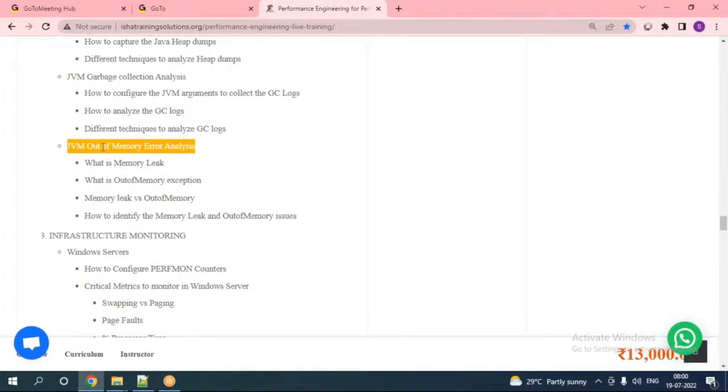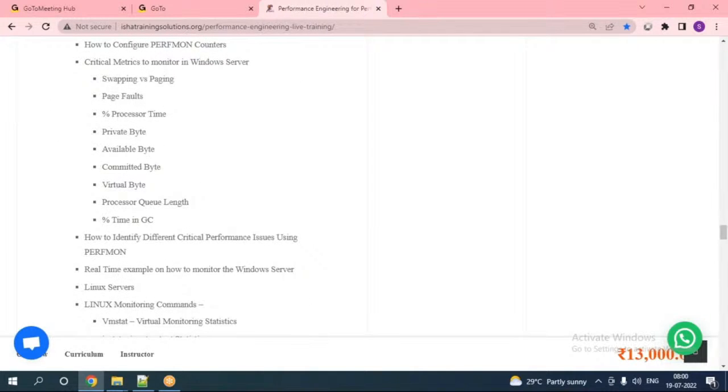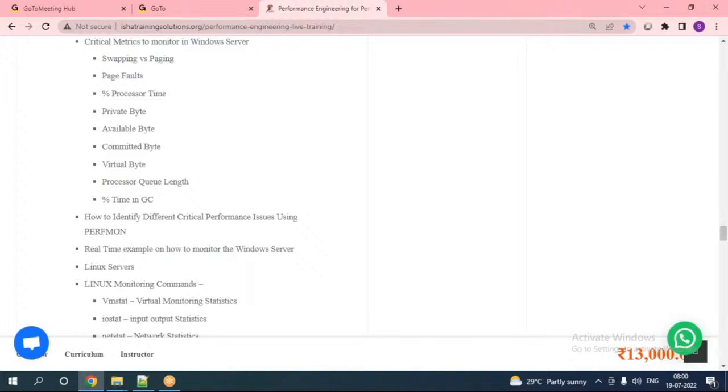So in Windows Server, the very famous concept called Performance Monitor, Perfmon, we are going to learn, and then there are a few critical metrics we are focusing on. Swapping means what, paging means what, page faults means what, like that. We are going to learn certain metrics, and then we are going to collect your metrics in Perfmon.